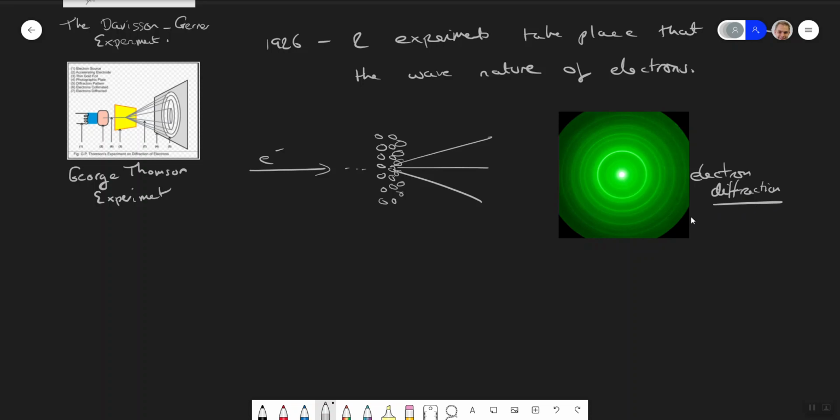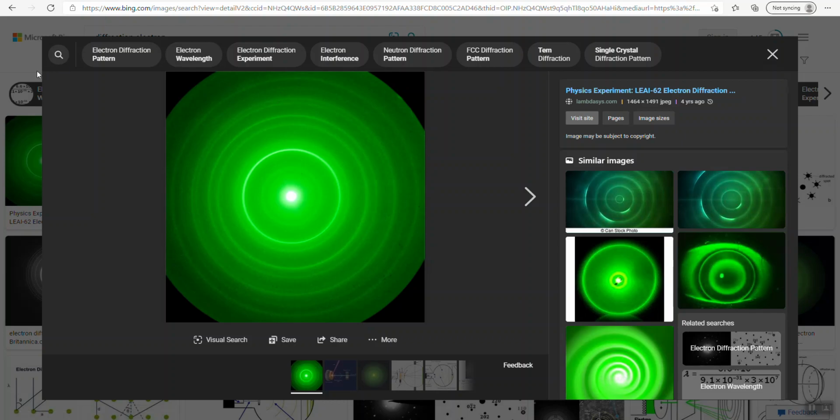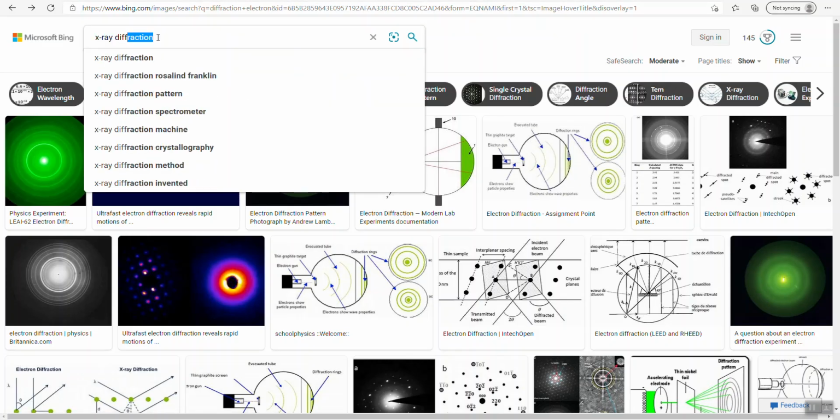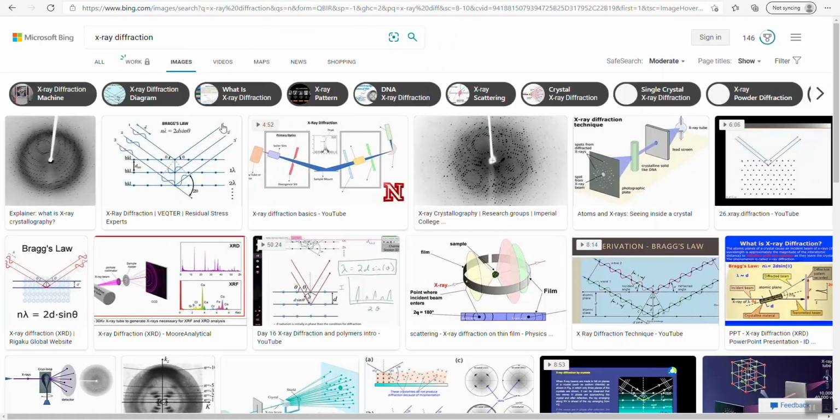And because of experiments by a guy called Bragg with X-rays, they were able to observe two things. One is that actually you can see very similar patterns if you fire X-rays at a thing.